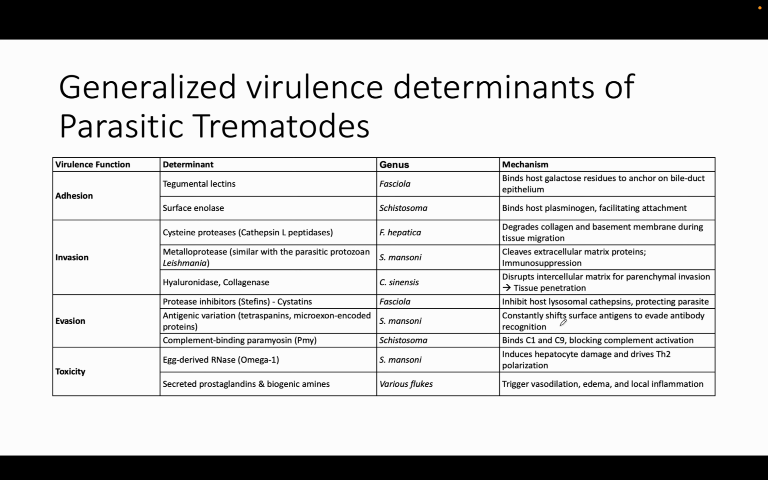Then for other additional toxicity factors, we have omega-1, specific to S. mansoni. It's an egg-derived RNase. It can induce damage to hepatocytes, and it can also drive polarization of T cells, therefore preventing succeeding T cell-dependent immunity. And we have prostaglandins and biogenic amines, which are secreted factors by most of these trematodes. These molecules can trigger vasodilation, edema, and localized inflammation, especially in the preferred tissue where these compounds from the adult worms are secreted.